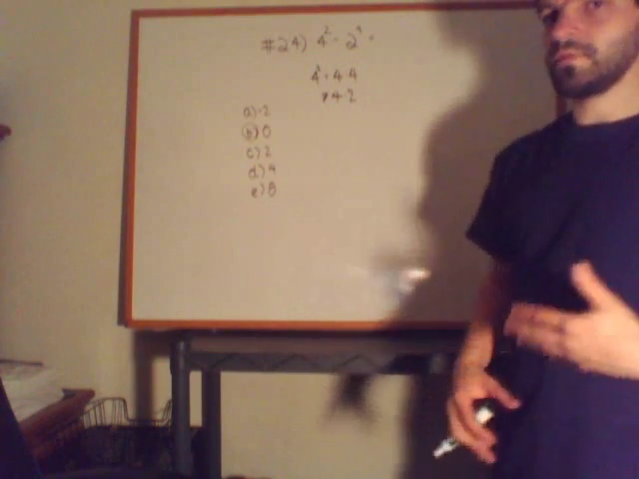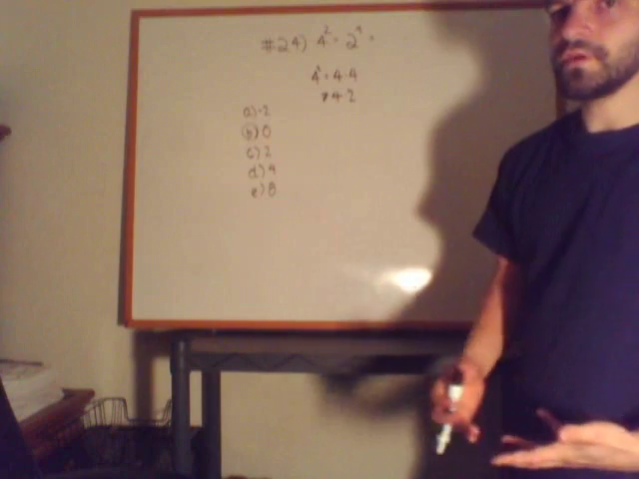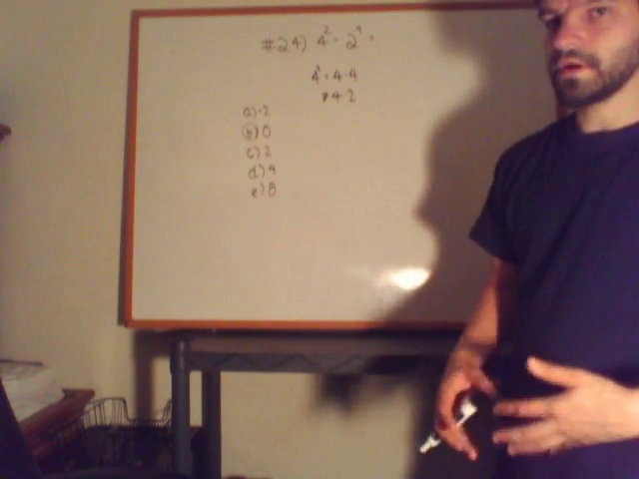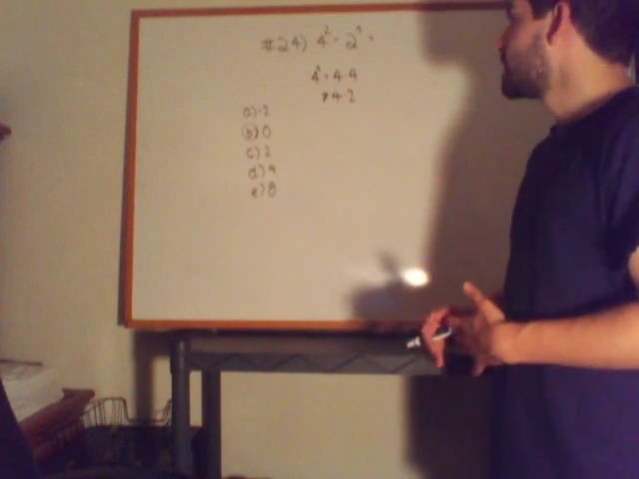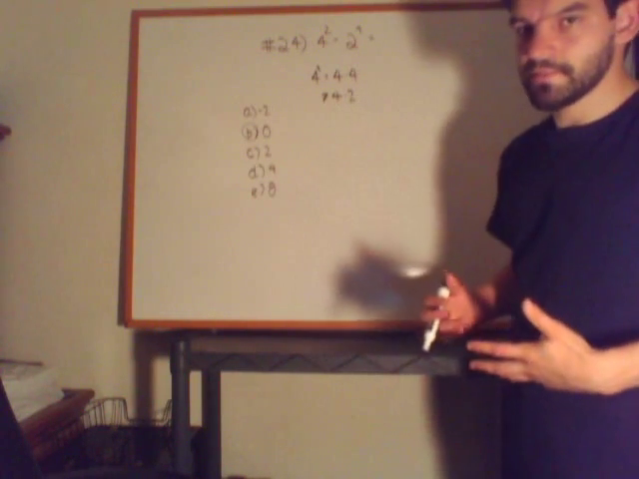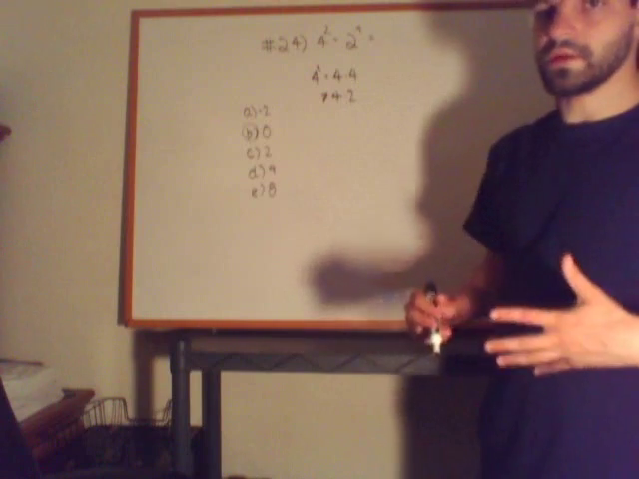Another thing to keep in mind is when we have an exponent of 1, we don't really see it, because we just infer the number is multiplied by itself once. So keeping those ideas in mind, let's approach this and break it apart.